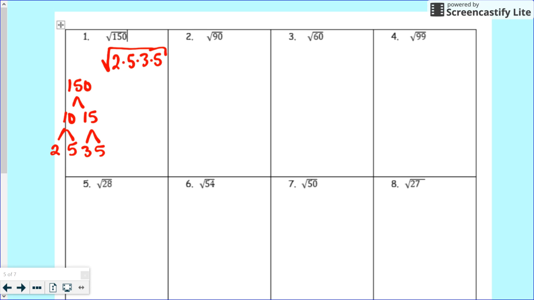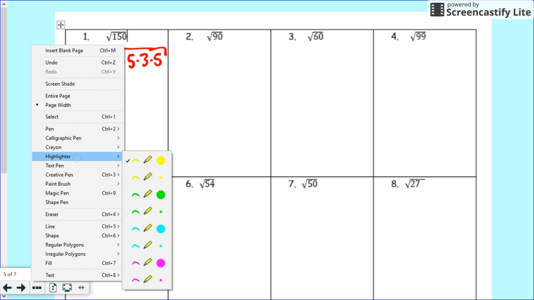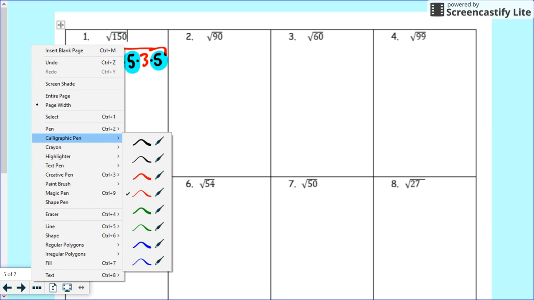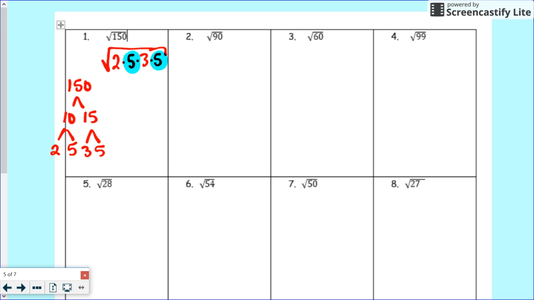Whoa, that did not work. Let me try that again with the highlighter. So this has got a partner with this 5. So those two 5s are going to be able to break out of jail together. And when they come out of jail, they're going to come out as one team of 5s. So 5's going to be outside jail. Inside jail, I've got 2 times 3 left over, and that gives me 6. So my answer is 5 square root of 6.